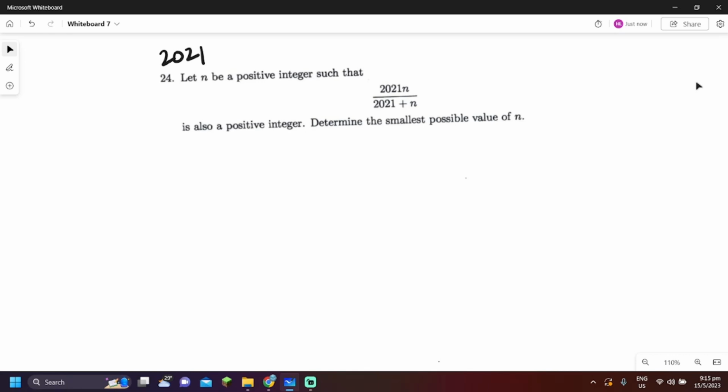So the first thing we need to do is, since we are trying to figure out when 2021 plus n divides 2021n, we're interested in the common factors between the numerator and the denominator. So to check all the cases, we first consider n being co-prime to 2021. If n is co-prime to 2021, then 2021 plus n is co-prime to 2021n. So it dies instantly, it's not an integer. So we know n has to be not co-prime to 2021. Since 2021 is 43 times 47, we consider two cases.